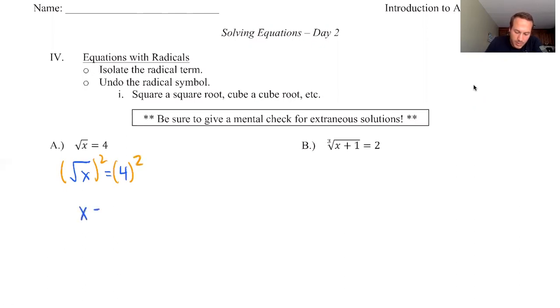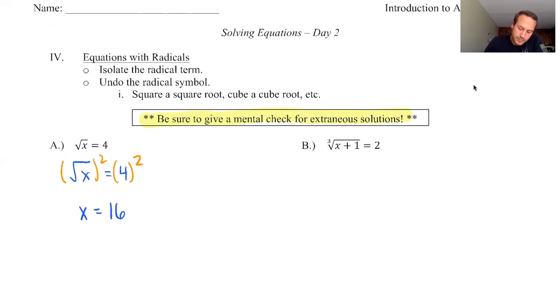So let's just double check. Squaring a square root gets rid of it. 4 squared is 16. Now, it is super important, we do want to pay attention to this right here. Be sure to give a mental check to check for extraneous solutions. Sometimes things that we solve for are not always going to check out. So we want to make sure we're looking for that.